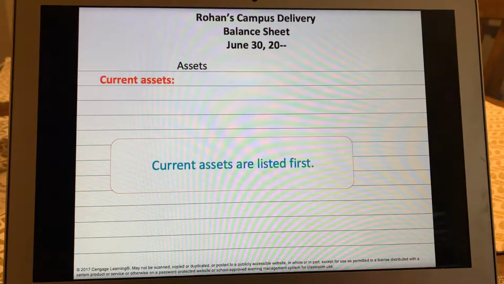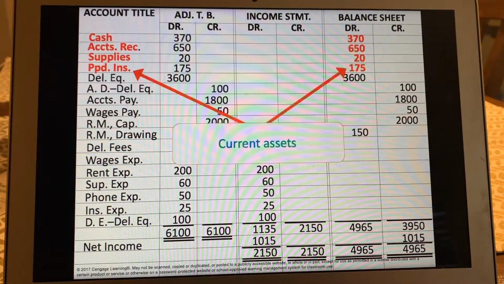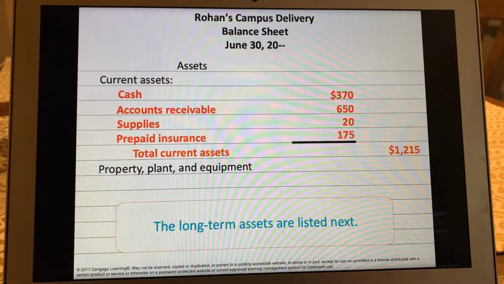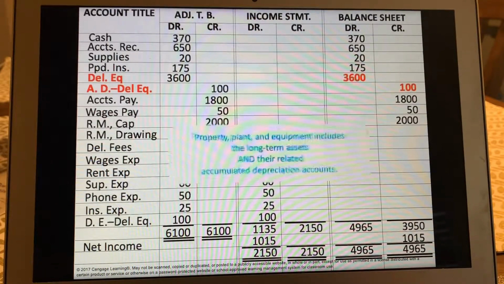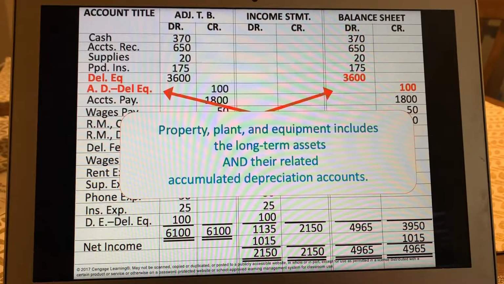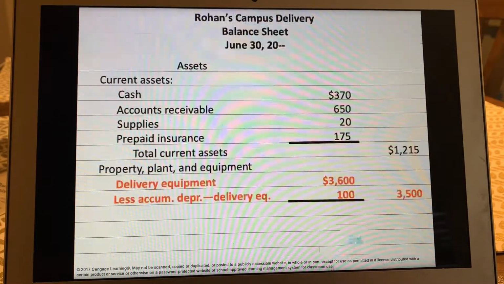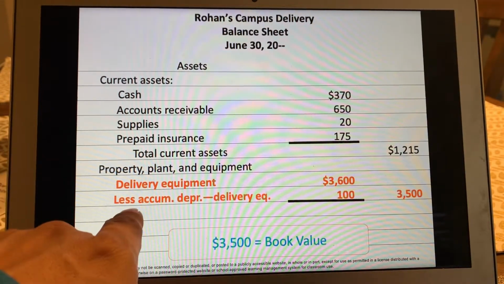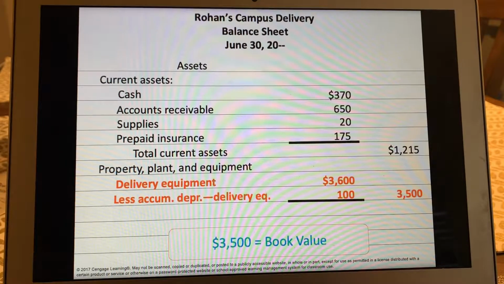So current assets are listed first. Those are our current assets, and we put them in that order. Total current assets is $12.15. Now we look at our property, plant, and equipment. We have delivery equipment and accumulated depreciation, which is a contra asset. Notice how it says less accumulated depreciation. That's why it's called a contra asset. So our book value for our equipment is $3,500, and on the balance sheet we put the book value.